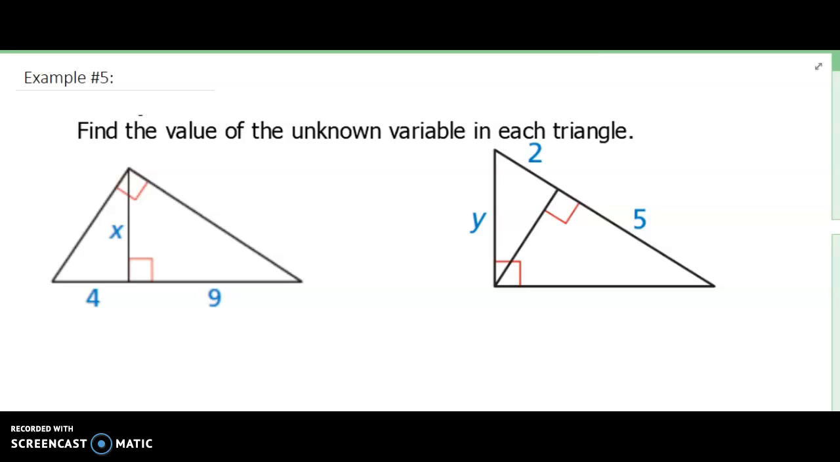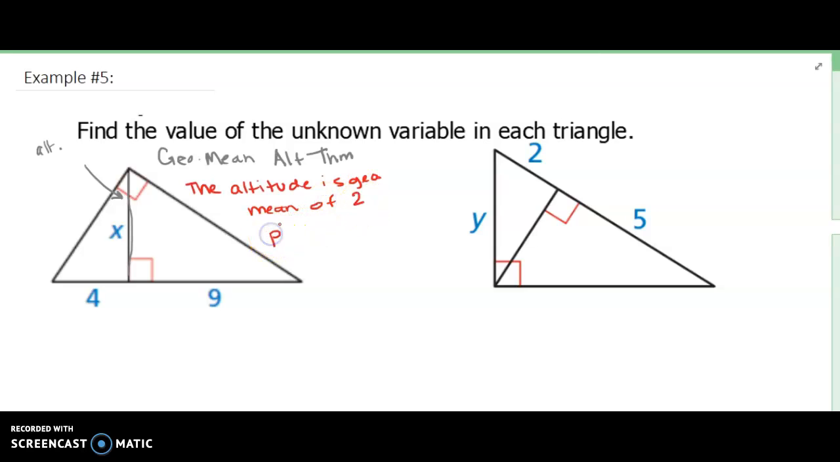All right, so let's look at example 5. I want to find x, and x is right here. Remember, this is the altitude of the triangle. So I'm going to use the geometric mean altitude theorem. The geometric mean altitude theorem tells us that the altitude is the geometric mean of the two pieces of the hypotenuse. And my two pieces are here and here.